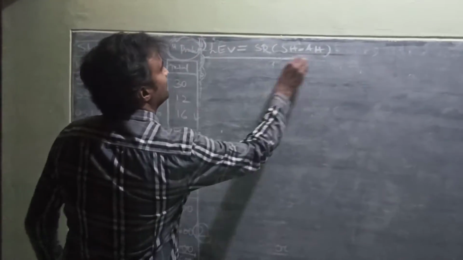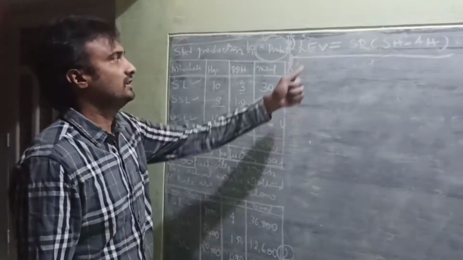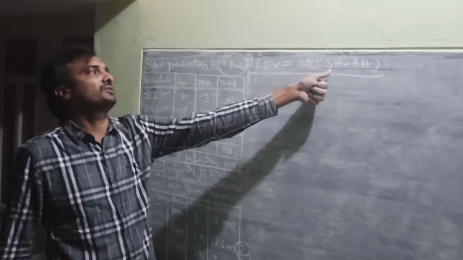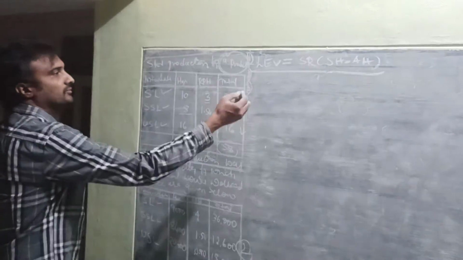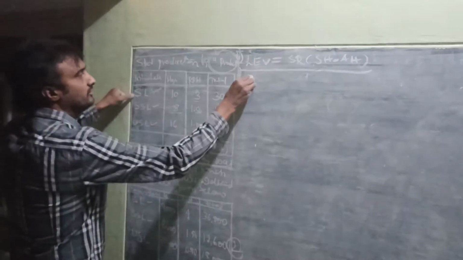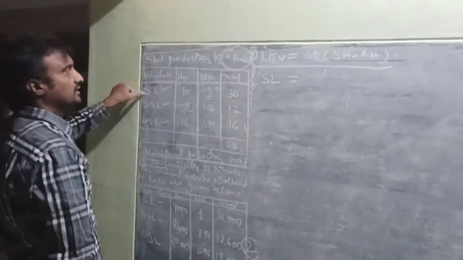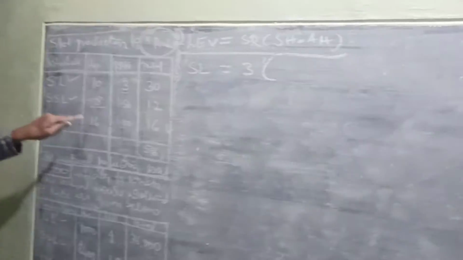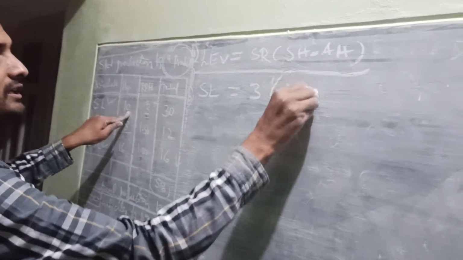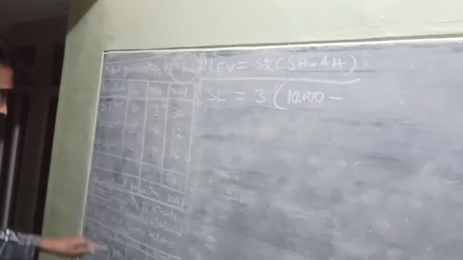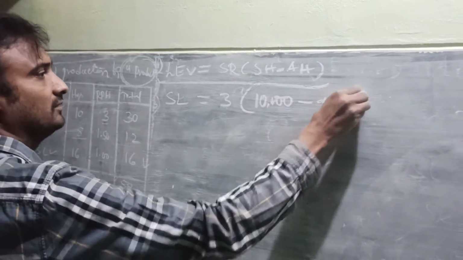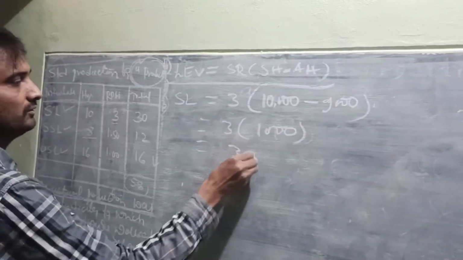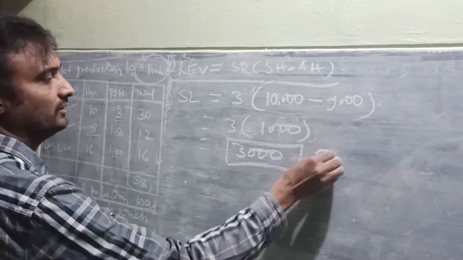The next formula is LEV, labor efficiency variance. Labor efficiency variance can be calculated by multiplying standard rate by standard hours minus actual hours, for different categories of laborers. For skilled laborers the standard rate is 3 rupees per hour, revised standard hours 10,000 minus actual hours 9,000. Therefore 3 into 1,000 comes to 3,000, positive sign, that is favorable.